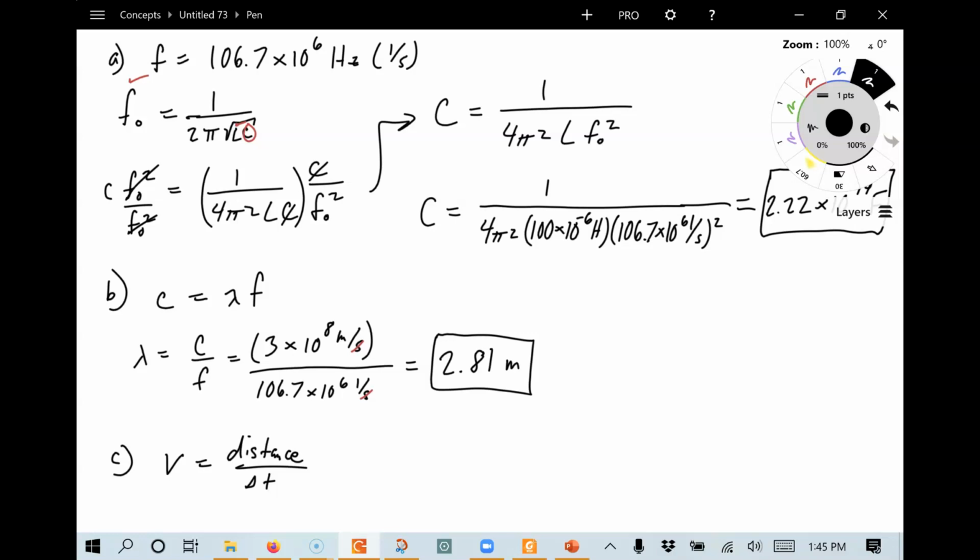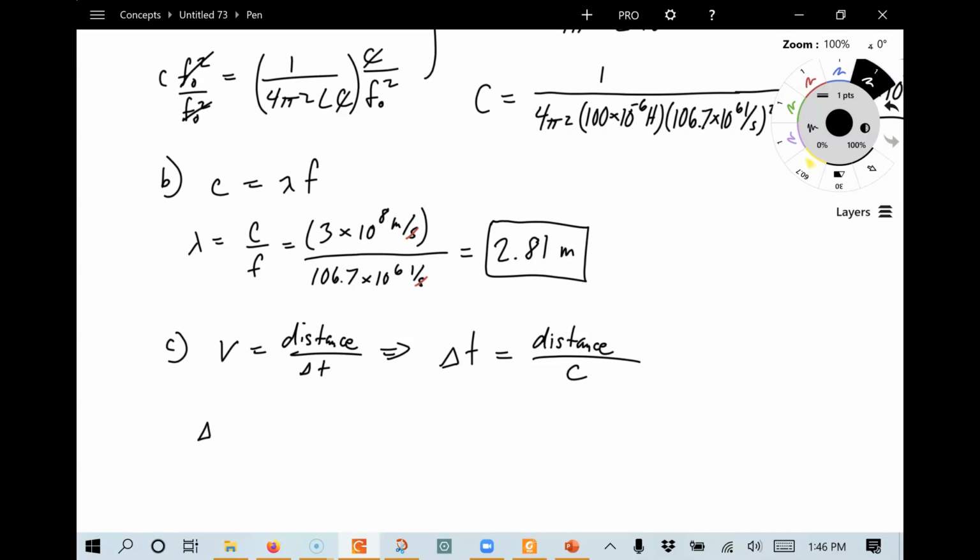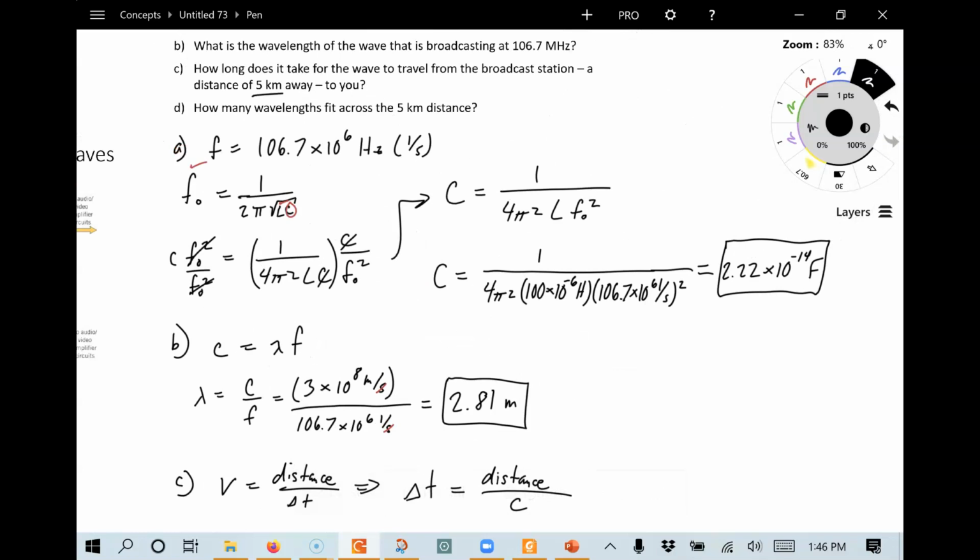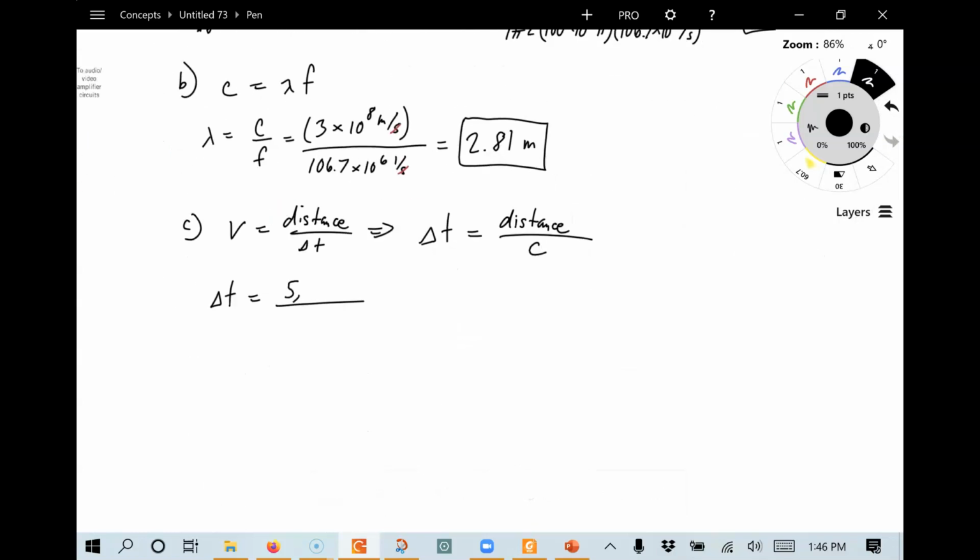Now in this case, we are trying to figure out what is the time that it takes. So to solve for delta t, we're going to end up with this equation. The distance divided by the speed, and v here is equal to c for the speed of light. So let's go ahead and calculate what this time is going to be. The distance, 5 kilometers, but that is 5,000 meters. And the speed of light, 3 times 10 to the 8th meters per second.